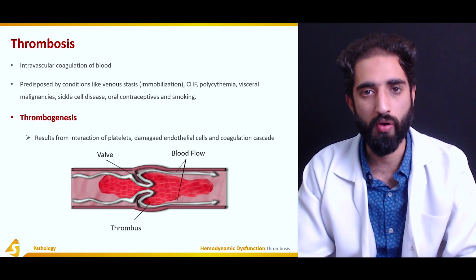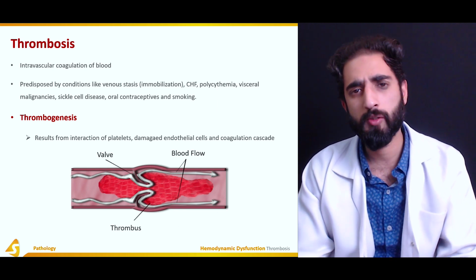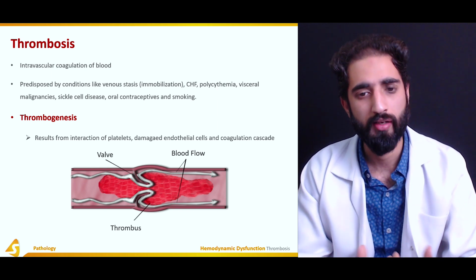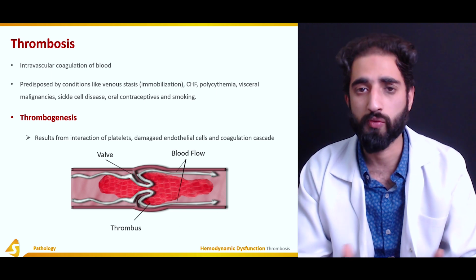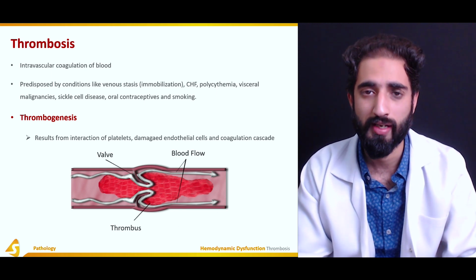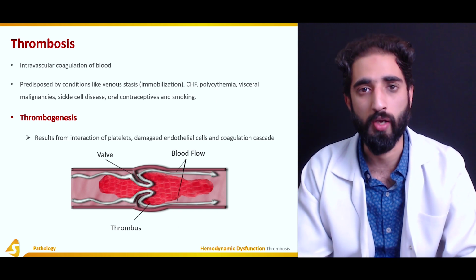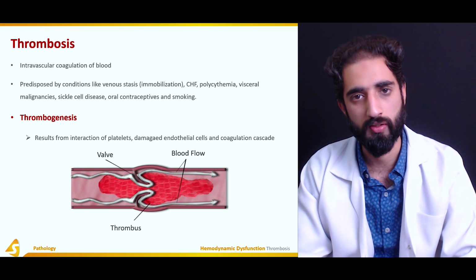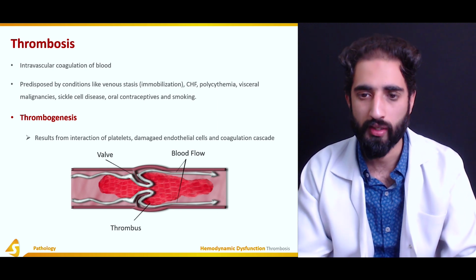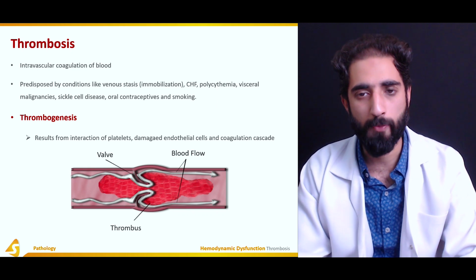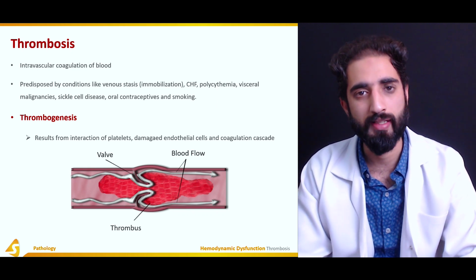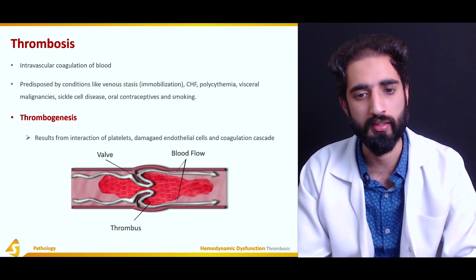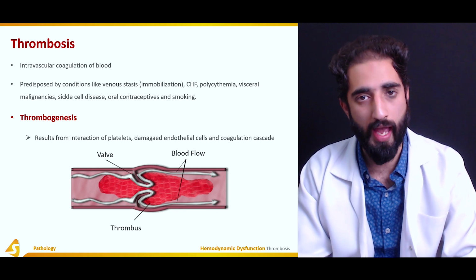The risk factors for thrombosis are conditions like venous stasis, which is very important because venous stasis usually occurs after a prolonged period of immobilization, such as after post-surgical immobilization in patients. Other risk factors include congestive heart failure, polycythemia, visceral malignancies, sickle cell disease, in which there is an abnormal structure of the red blood cells, oral contraceptives, and smoking.